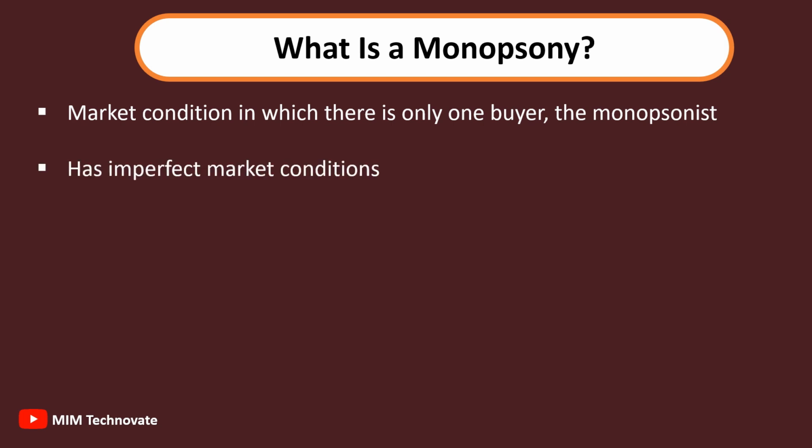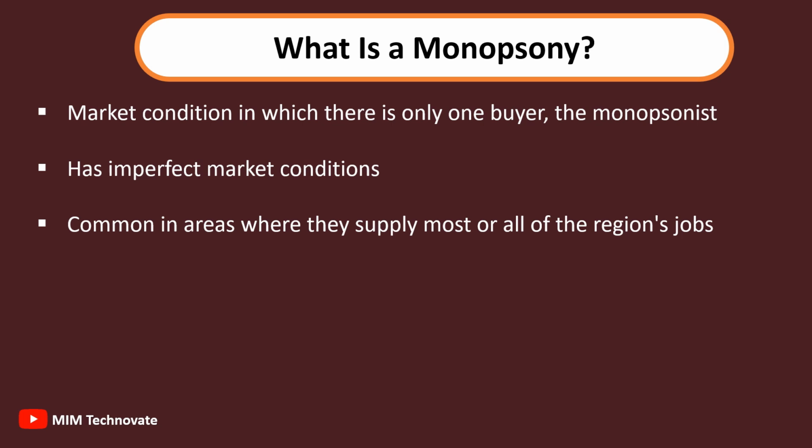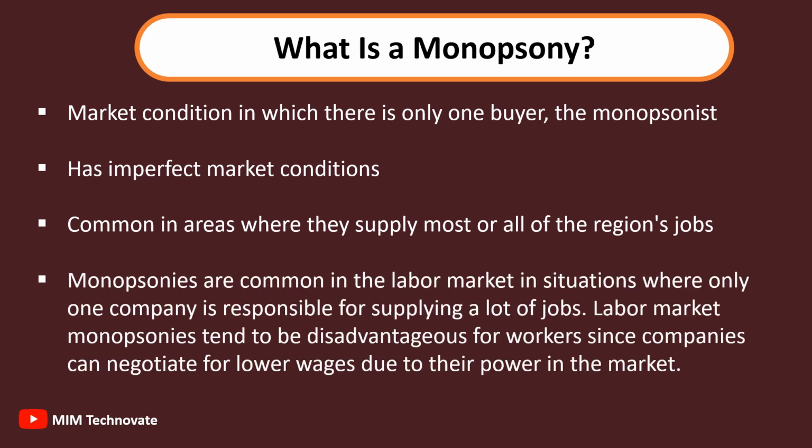A monopsony has imperfect market conditions. Monopsonists are common in areas where they supply most or all of the region's jobs. Monopsonies are common in the labor market in situations where only one company is responsible for supplying a lot of jobs. Labor market monopsonies tend to be disadvantageous for workers since companies can negotiate for lower wages due to their power in the market.